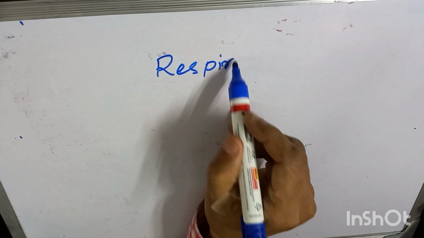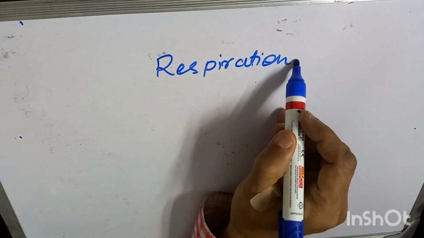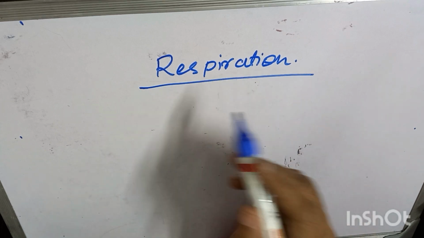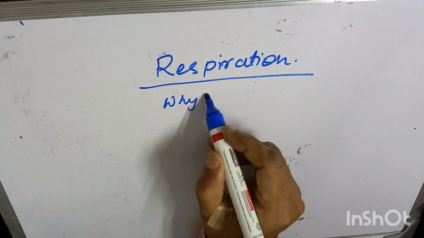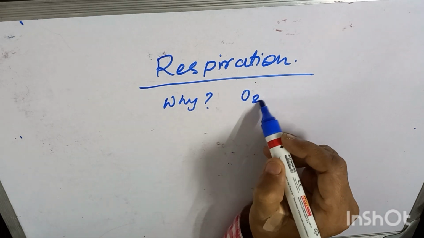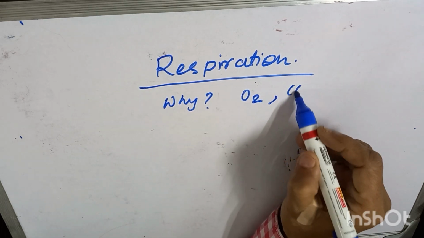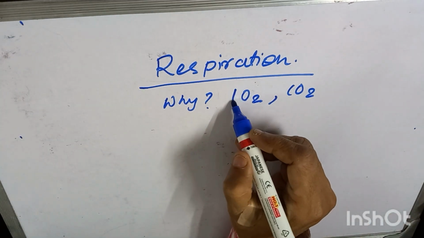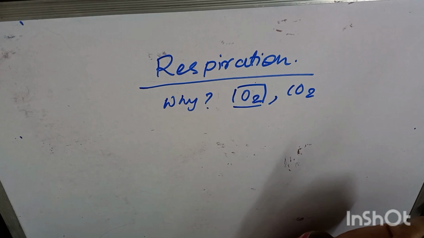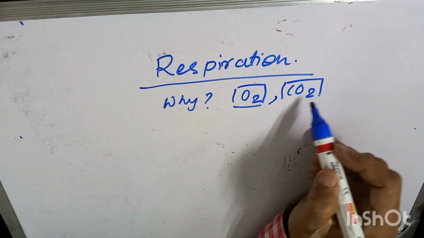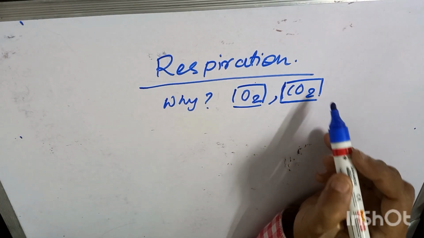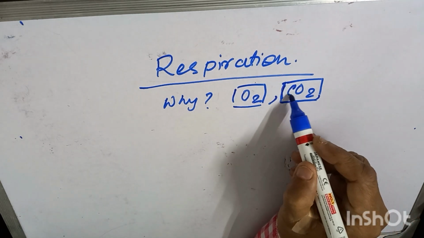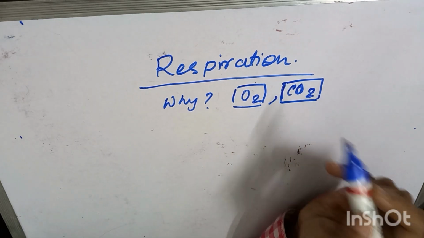Respiration. What is respiration? Why do we respire? The reason is that we need oxygen, and we need to breathe out carbon dioxide, which is produced by our body. So we need to absorb oxygen, and we have to release this carbon dioxide from our body.